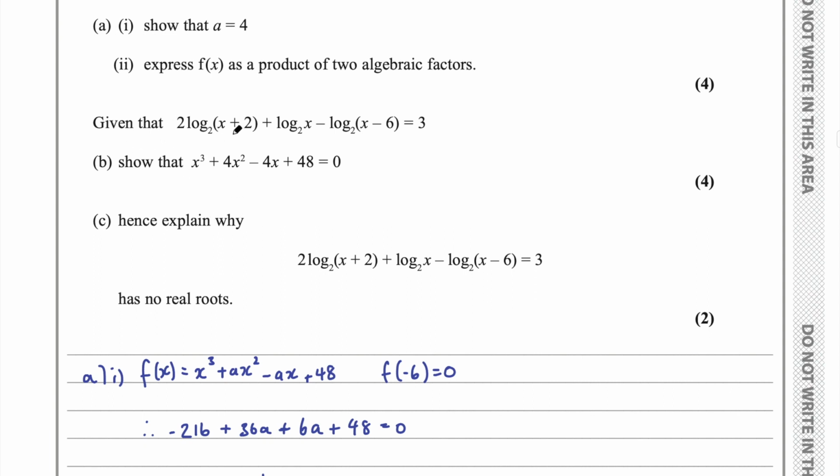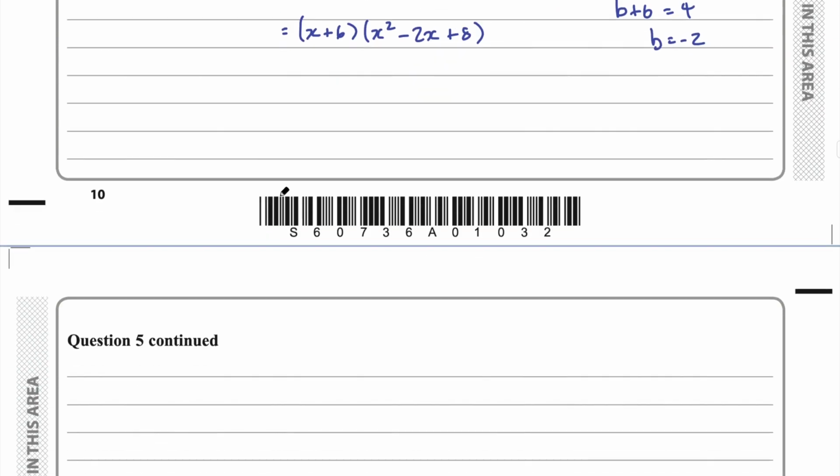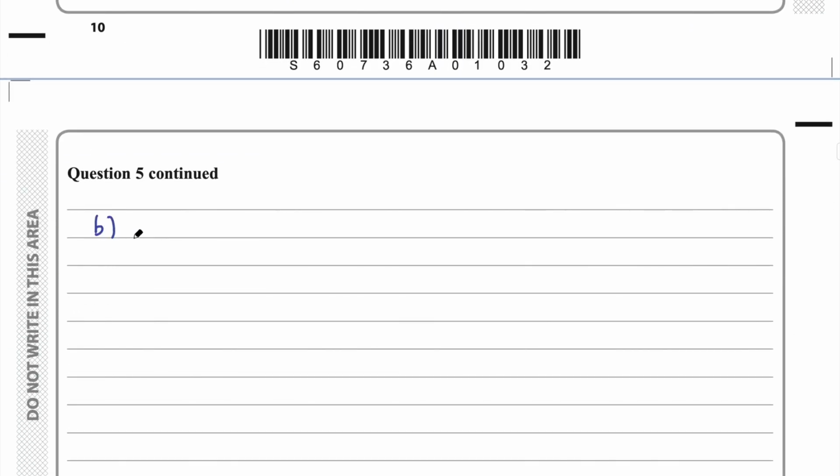Part B says, given that 2 log base 2 of x plus 2 plus log base 2 of x minus 6 equals 3, show that x cubed plus 4x squared minus 4x plus 48 equals 0. Okay, so let's start off with this expression and see if we can simplify that. So I'm going to rewrite that down below, starting off with b here.